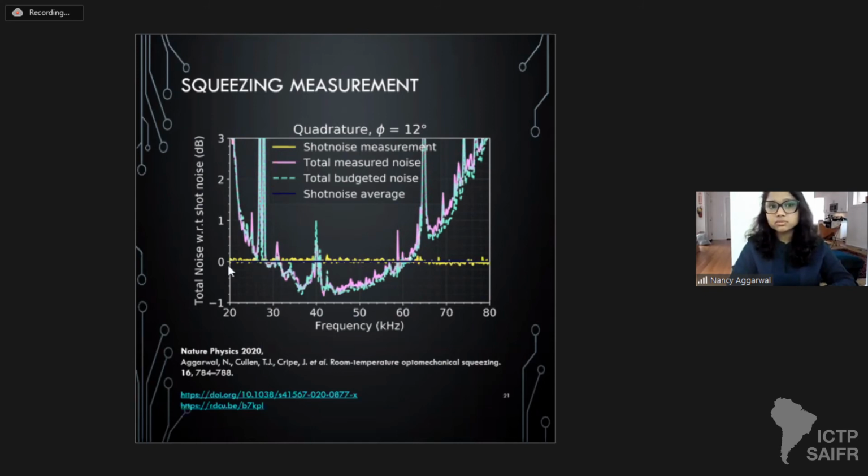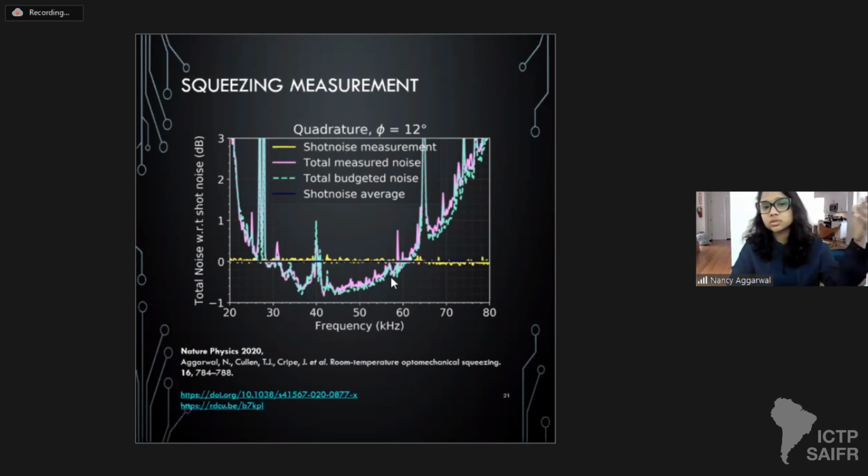So this is a shot noise measurement in yellow, and then in pink is what we measured in the squeezing quadrature at around 12 degrees, and in teal is what we expect when we characterize all the other noises in the system. Now, a few things to note here. First of all, the frequency axis is tens of kilohertz.